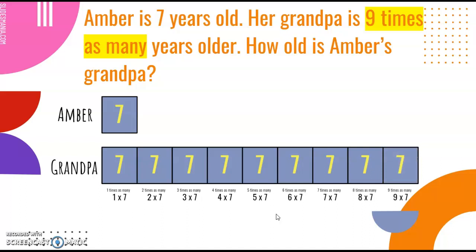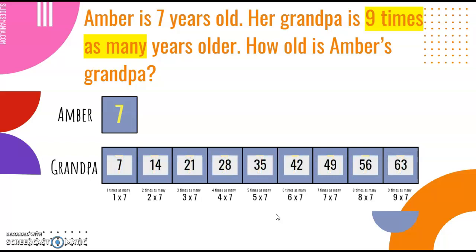Since Grandpa is 9 times as many years older than Amber, we need 9 equally sized groups of 7 in our model. We can skip count by 7 to find the solution. 7, 14, 21, 28, 35, 42, 49, 56, 63. The equation to solve this problem is 9 times 7 equals 63. Nicely done.